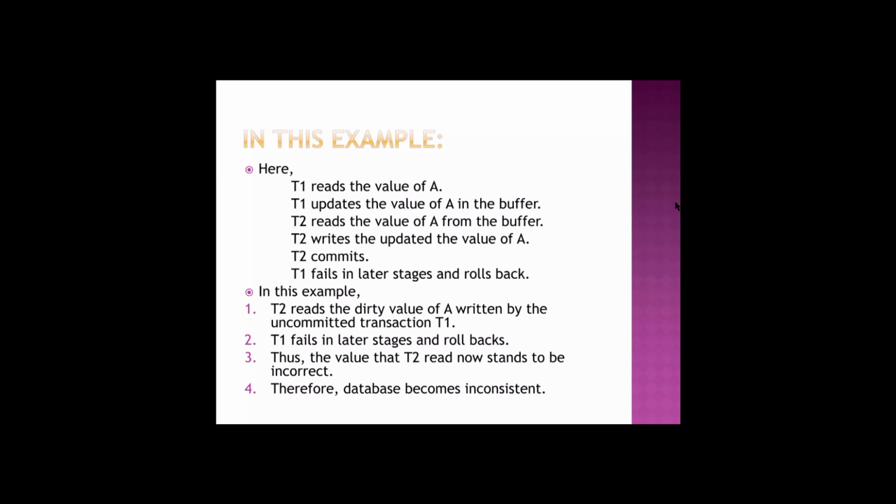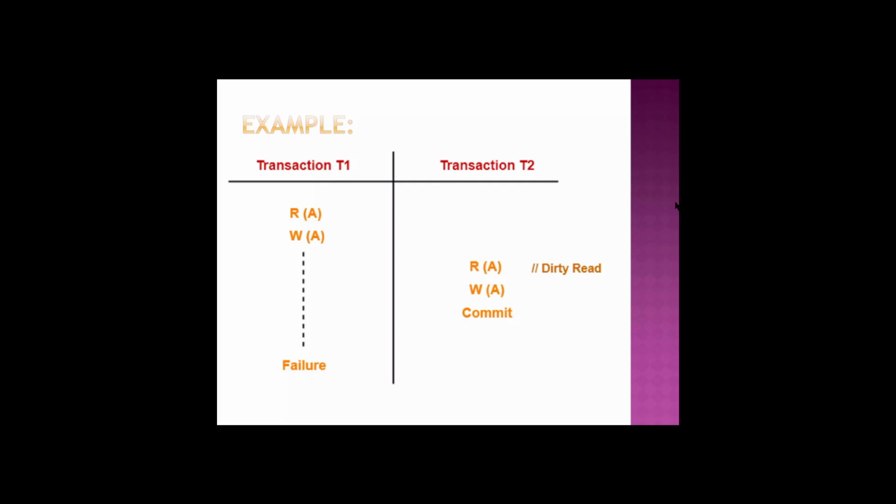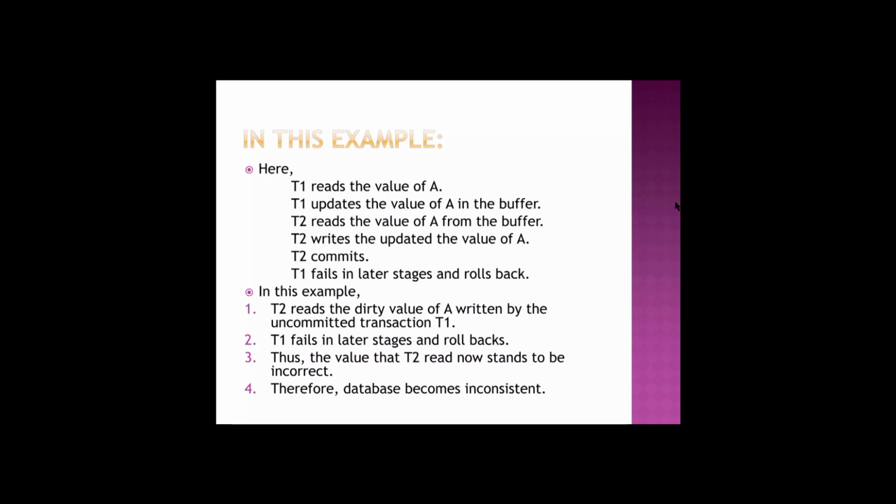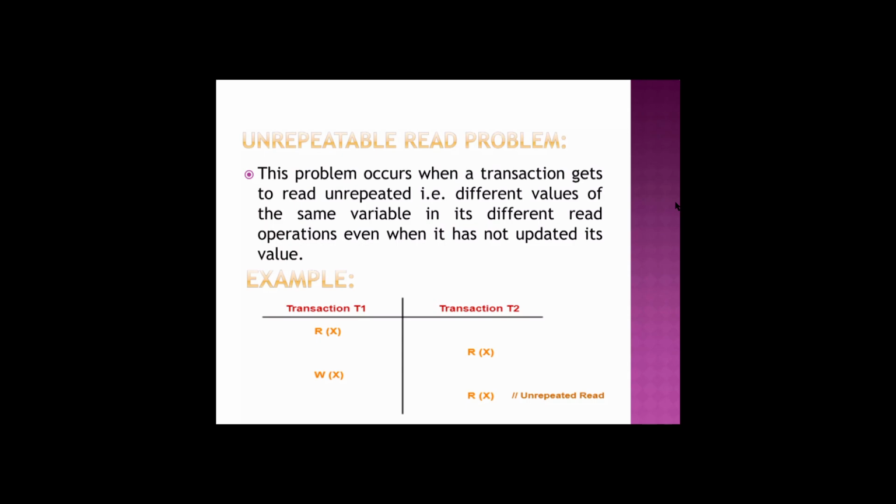T2 reads the dirty value of A written by the uncommitted transaction T1. Then T1 fails in later stages and rolls back. Thus, the value T2 read now stands to be incorrect. Therefore, the database becomes inconsistent. Next problem is the unrepeatable read problem.